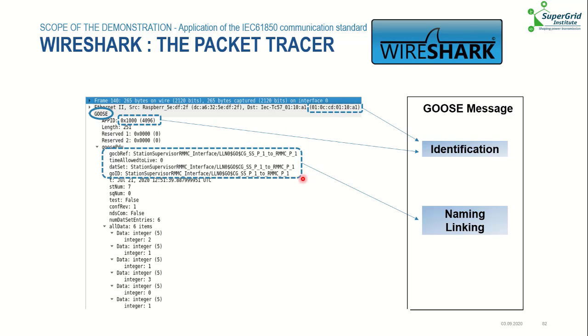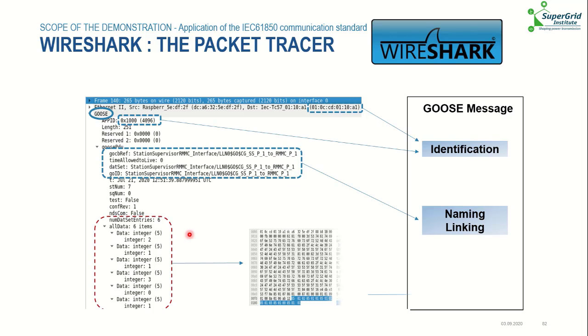Here we see it's a message going from the station supervisor 1 to the MMC 1. And of course the content of the message. Here we can see the GOOSE transports 6 integers and you can see their contents here.